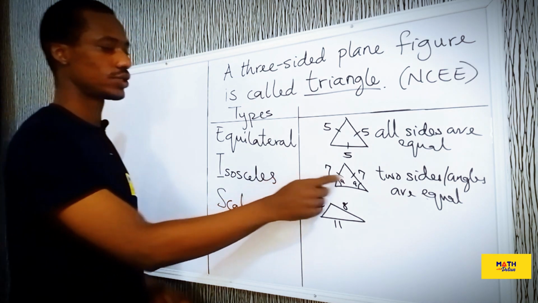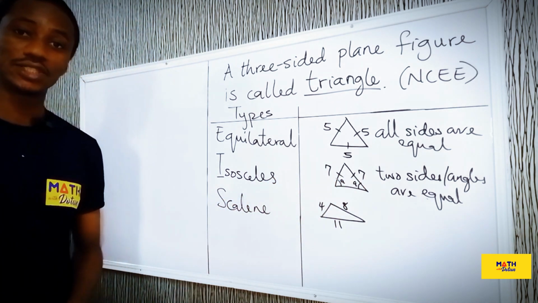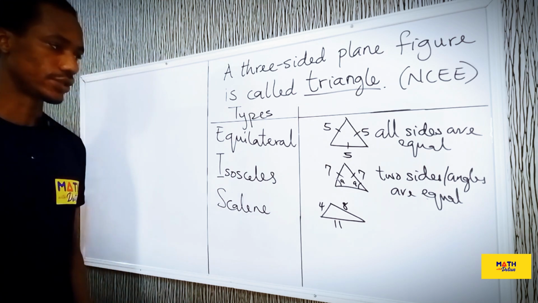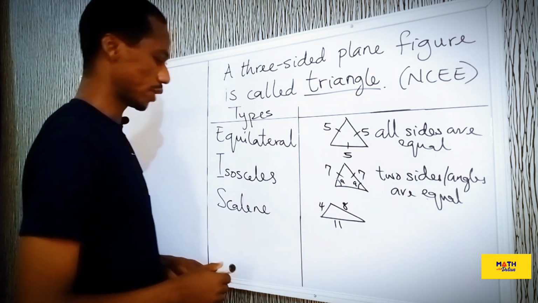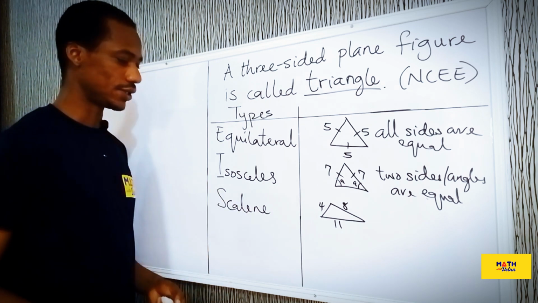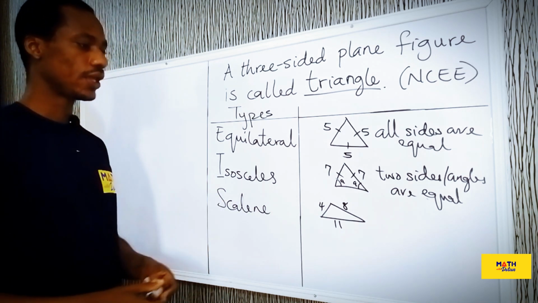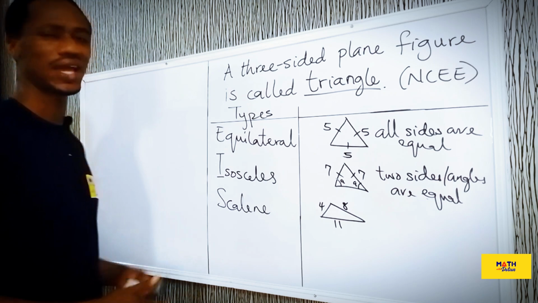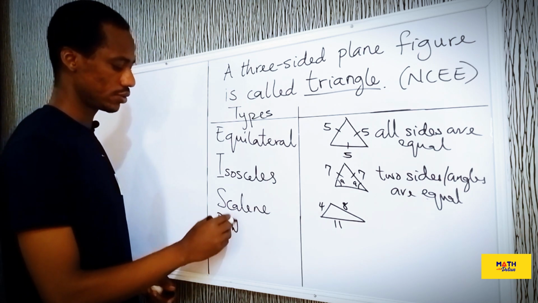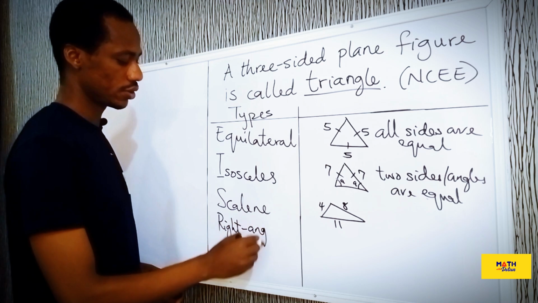Here two sides are equal, and in a scalene triangle, there are no equal sides. All the sides are different in size. They are different in length. Then you have the right-angled triangle.